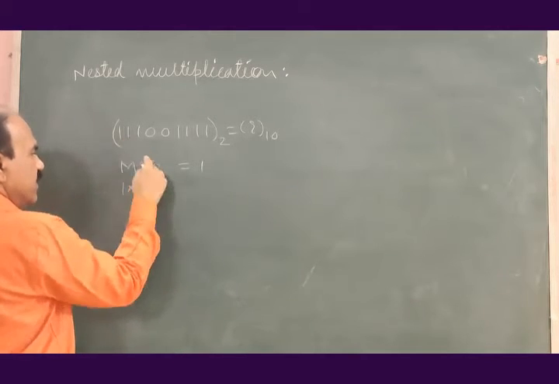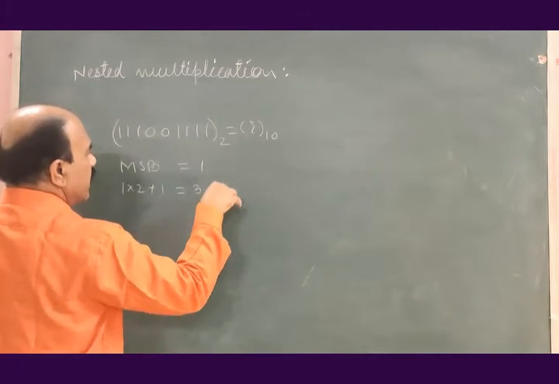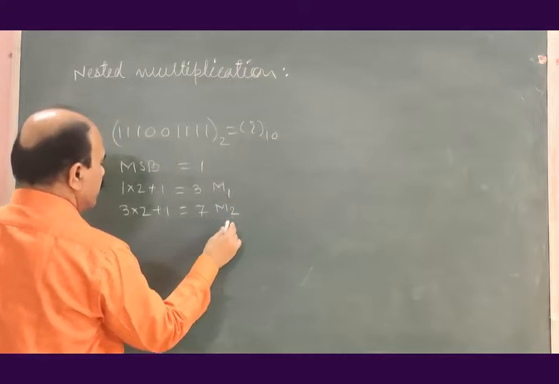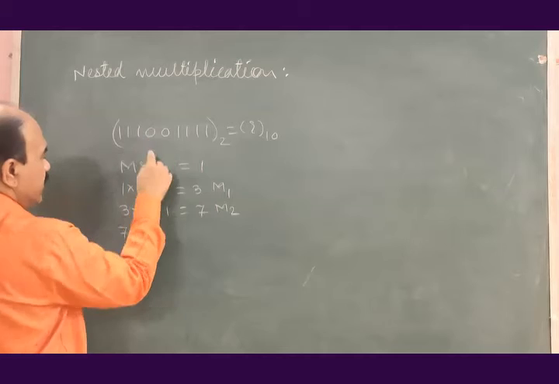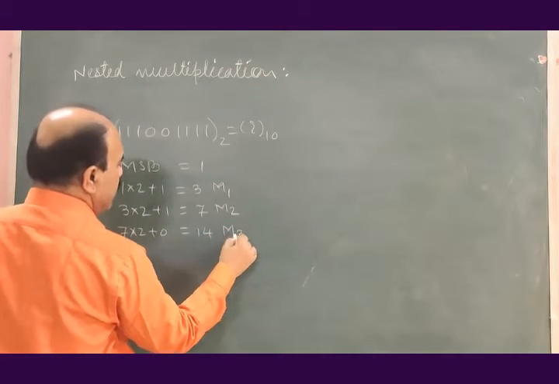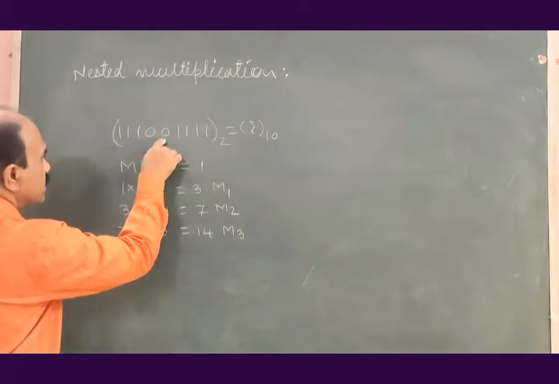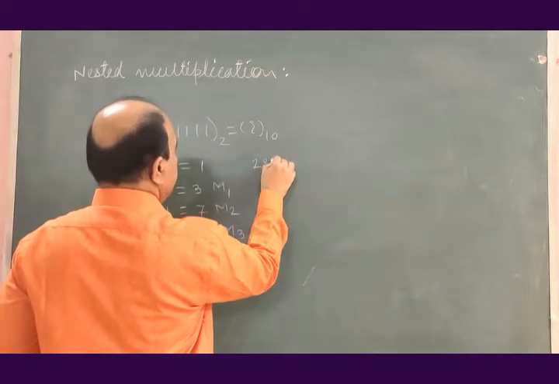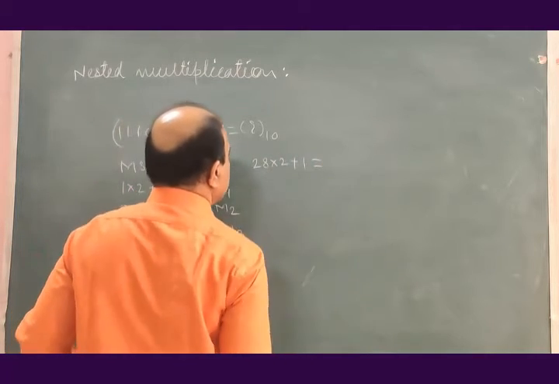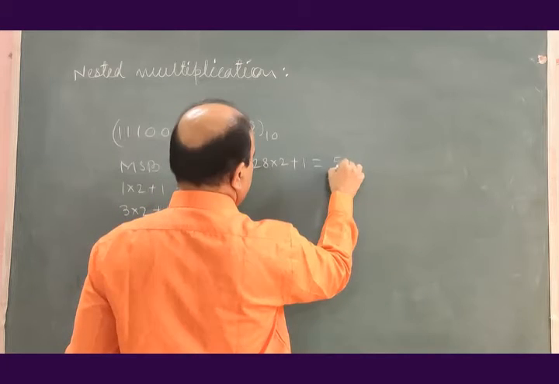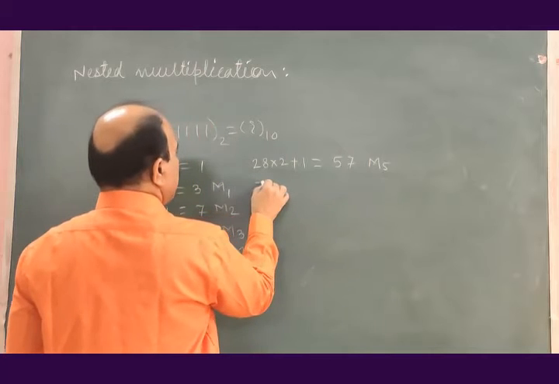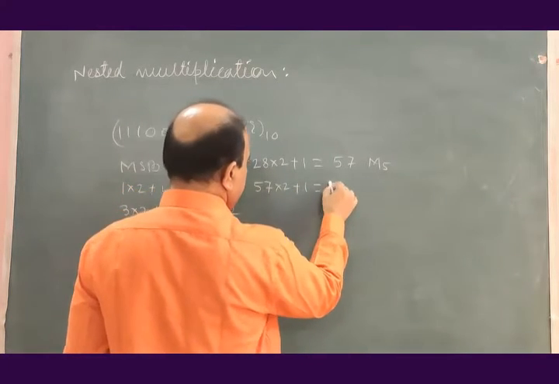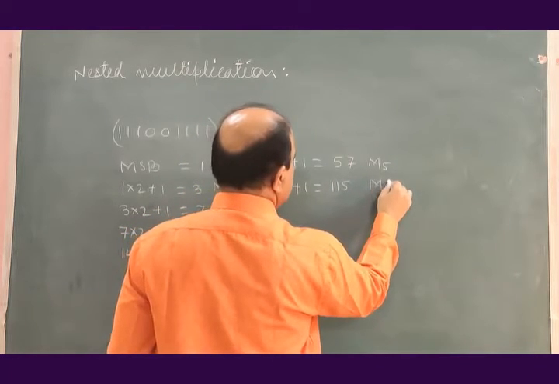MSB into 2 plus next bit, 3. 3 into 2 plus next bit again 1, 7. 7 into 2 plus next bit 0, it is 14. 14 into 2 plus next bit 0, 28, M4. 28 into 2 plus next bit, 57, M5. 57 into 2 plus next bit, 115, M6.